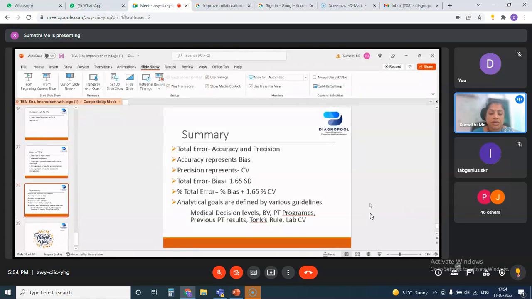Your total analytical goals are defined by various guidelines, which are based on medical decision levels, biological variations, and PT programs, that is CLIA. Previous PT results can be used when you do not have any reference from the available guidelines, and you can apply Tonks rule by taking 25% of your reference value. The last option is to take your average CV and multiply it by 3. So these are the different guidelines available for the total allowable error.